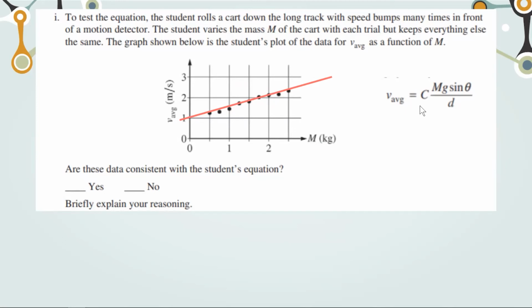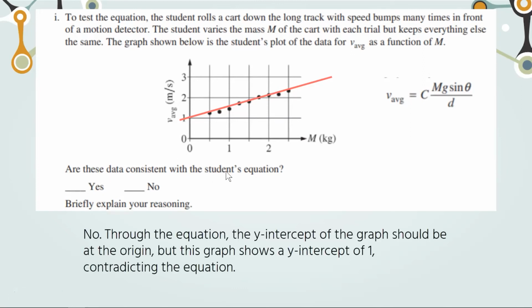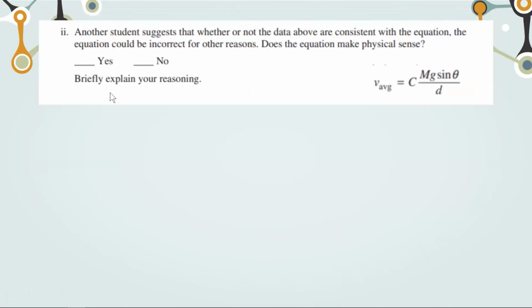Now let's look at our equation. If m is 0, will V average be 1? No, we see that if m is 0, this whole equation is 0, meaning that through this equation, V average has to be 0 if m is 0. That's why this data is not consistent with our equation. No, through the equation, the y-intercept of the graph should be at the origin. But this graph shows a y-intercept of 1, contradicting the equation. Let's check off no.